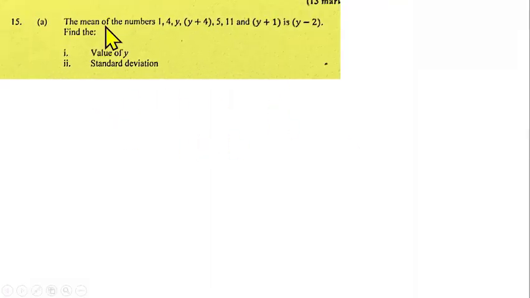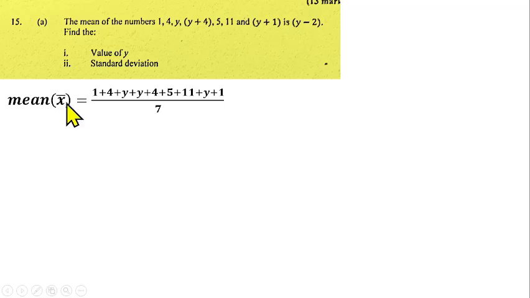Question number 15a is also from statistics. The mean of the numbers 1, 4, y plus 4, 5, 11, and y plus 1 is y minus 2. Find the value of y, then the standard deviation. Like I told you, it's also from statistics, and we are given the mean of all these numbers to be y minus 2. We have to find the value of y.